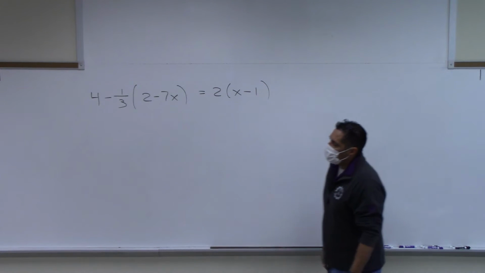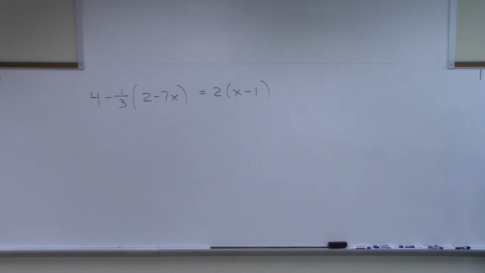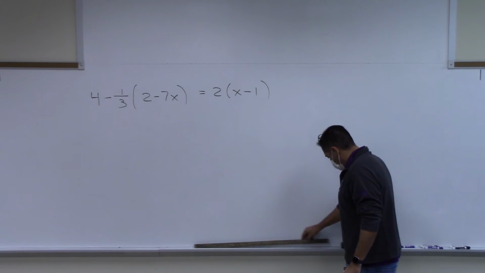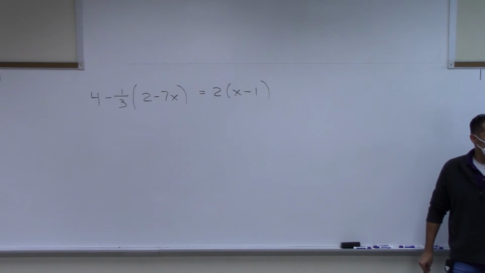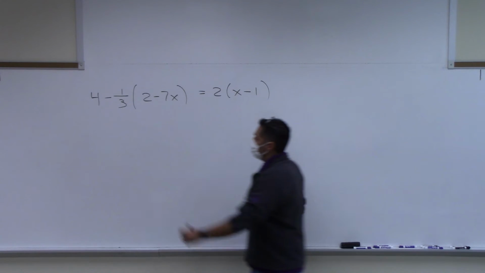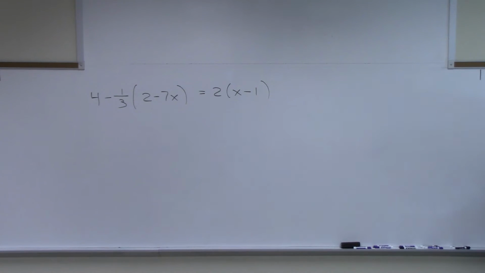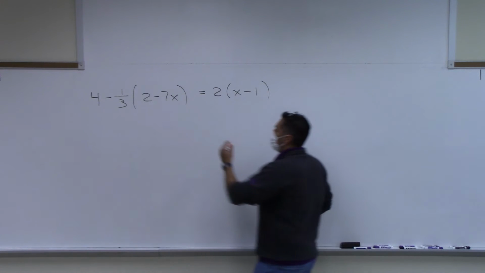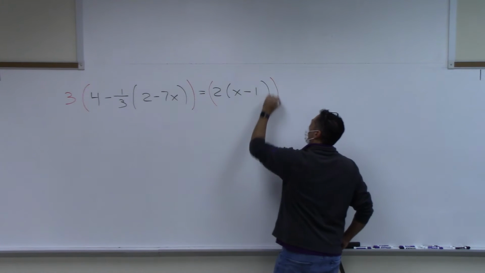All right, clear fractions and decimals. See any fractions or decimals? You see that 1/3, right? That's the only fraction we have. So how are we going to clear this out of here? What do we have to do? Multiply by 3. Everything, right? Both sides of the equation. So we have to multiply the entire left side by 3 and the entire right side by 3. Let me try one of these red markers, see if they work.